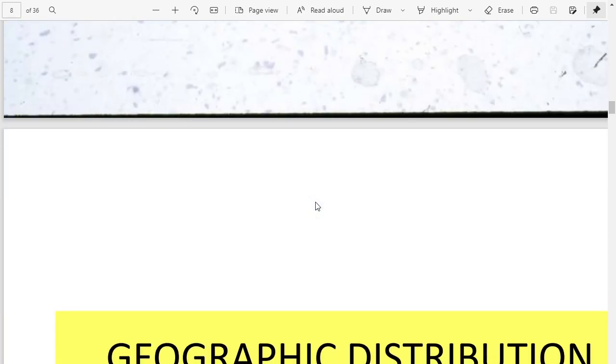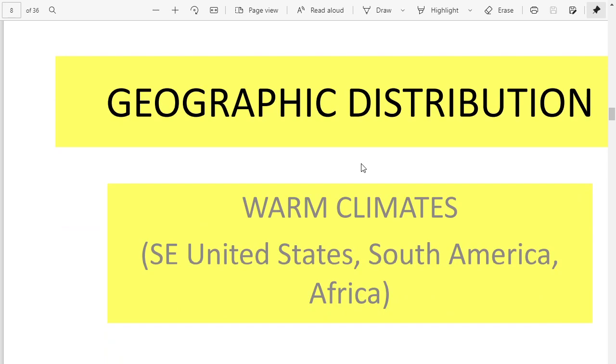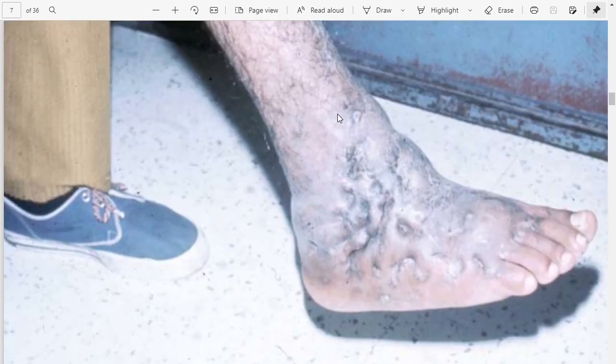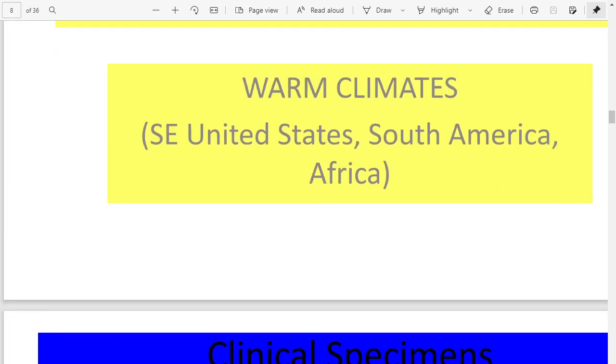Usually this occurs all over the world, could be seen in Iraq, needs a warm climate, but mostly seen in the United States, South America and Africa. This is an African person, a dark skinned African person.